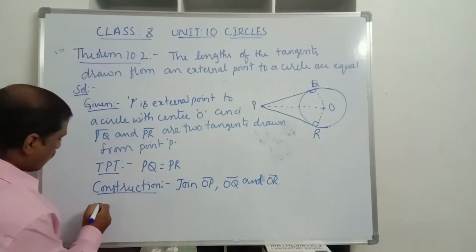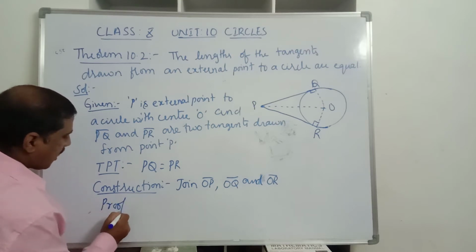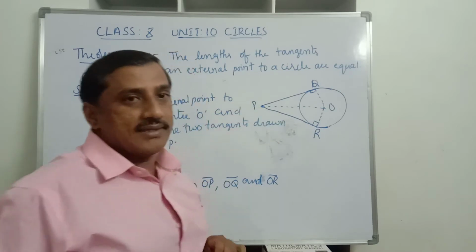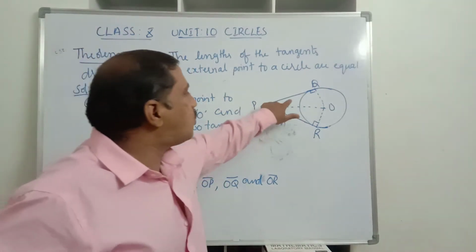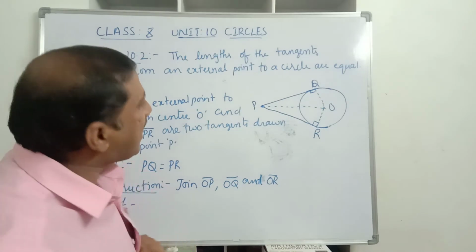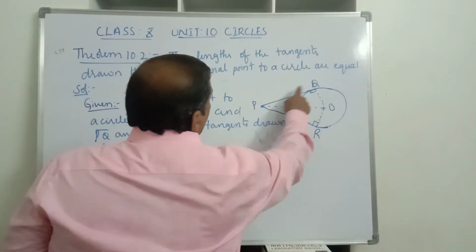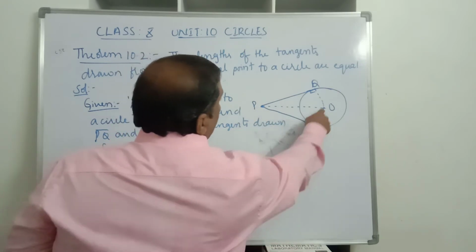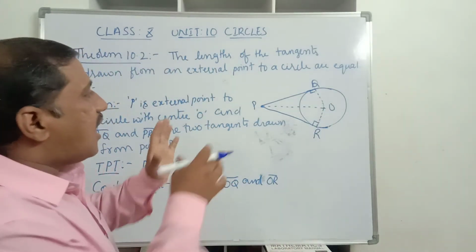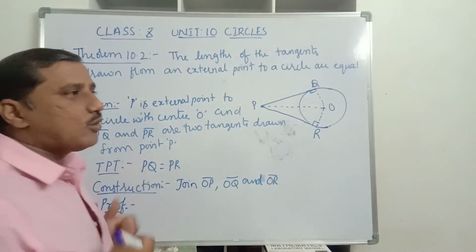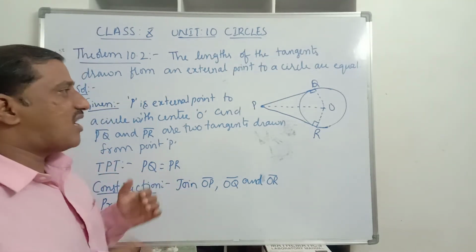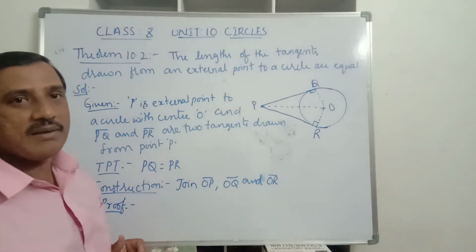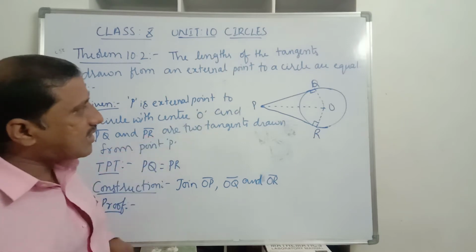Now what do we have to prove? We have to prove that PQ is equal to PR, PQ this length and PR this length. Now if you observe the figure, we have two right angle triangles. What are the two right angle triangles? They are OQP and ORP. So you take the two right angle triangles and prove them congruent. Once we prove the two triangles congruent, their corresponding parts are equal.